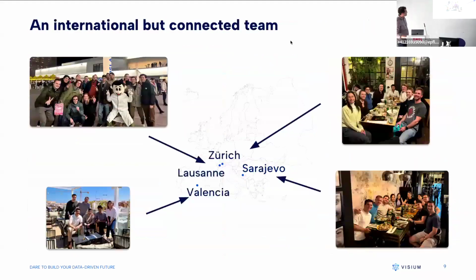We have 4 offices, 2 in Switzerland, 1 in Spain, Valencia, and 1 in Bosnia, Sarajevo. It's growing rapidly. We have, I think, 20 new members this year. And we do many events. We gather regularly together. As you can see, it's quite a young and dynamic atmosphere. So at the end, we will give you the open positions. And if you want to have more questions on Visium, feel free to come to us at the end of the workshop.